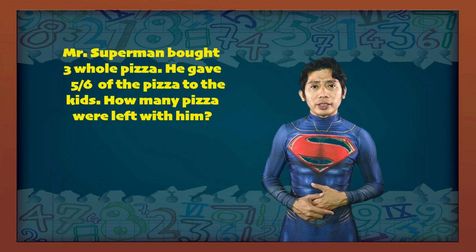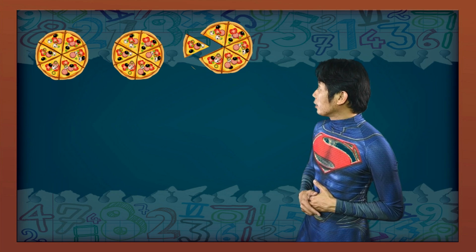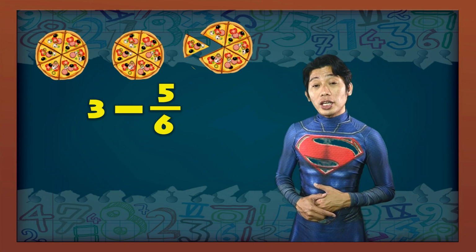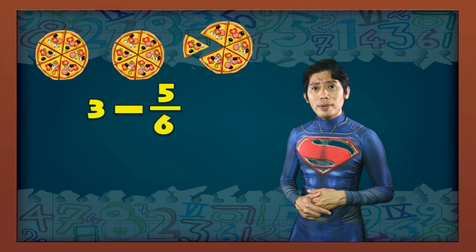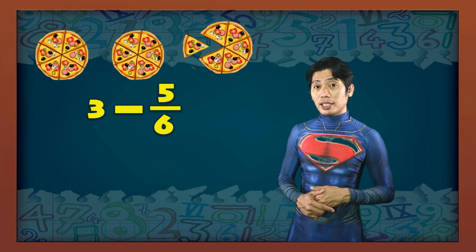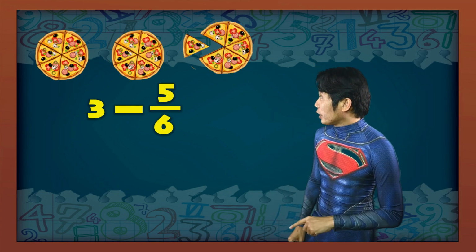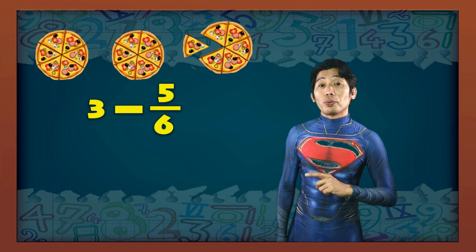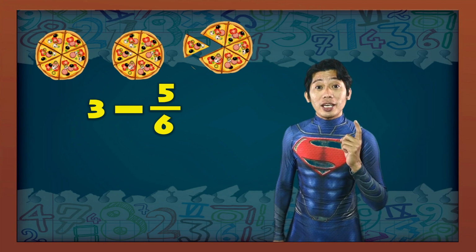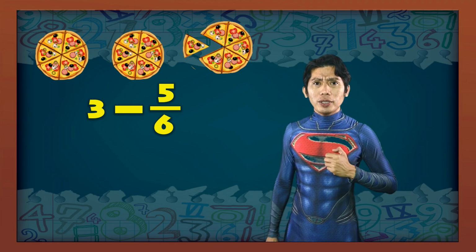So how do we solve for it? It's just like 3 minus 5/6. So 3 wholes minus 5/6. Question. Can we immediately subtract 3 and 5/6? No, because 3 is a whole number and 5/6 is a fraction. So we need to make 3 into a mixed number. So how do we do that?